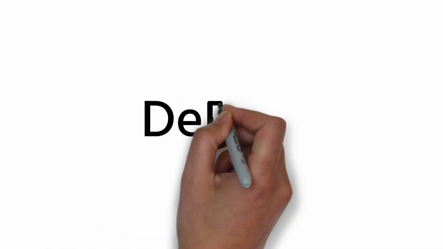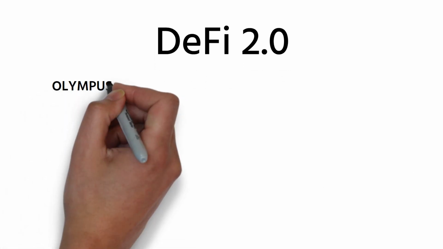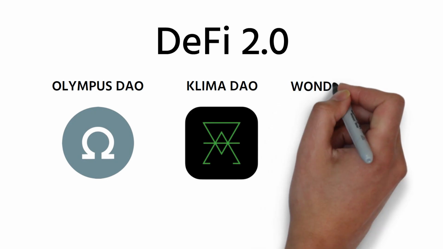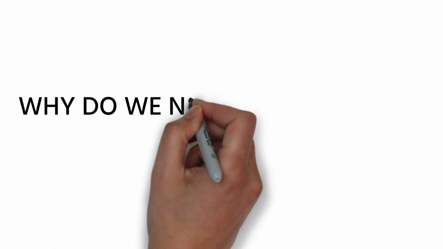DeFi 2.0 refers to a layer of applications built upon the first generation of the protocol. The core of DeFi 2.0 is to add liquidity into the infrastructure layer, making the development of the industry more sustainable. So why do we need decentralized reserve currency?